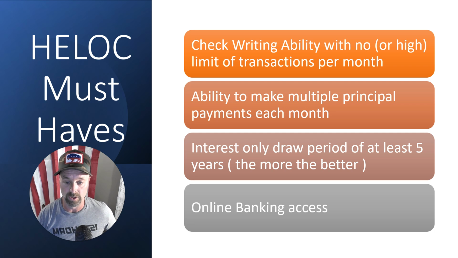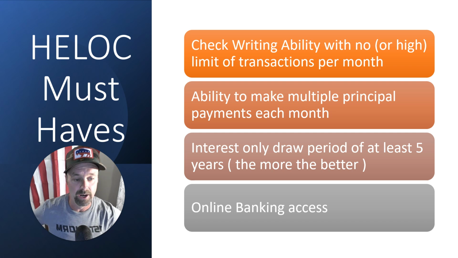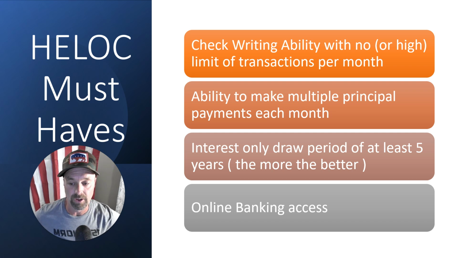Another thing we're looking for is an interest-only draw period of at least 5 years. The more the better. I have heard of interest-only draw periods that will go 30 years. I think those are few and far between, but I will try to track that down and maybe get a link out for you guys. But I have also seen banks that only do a 1 year interest-only draw period, and that's fine, but we need a little bit more time to make this work.